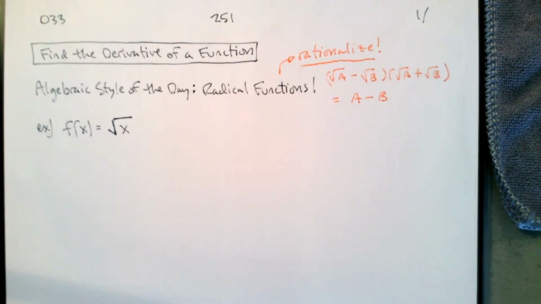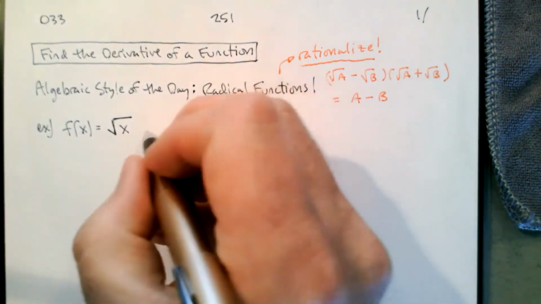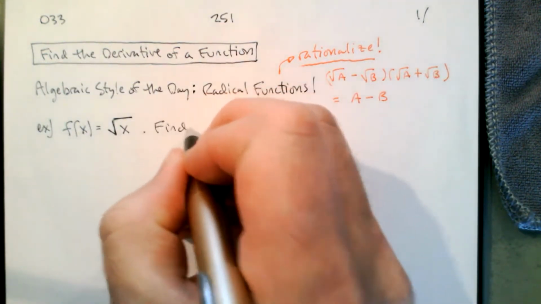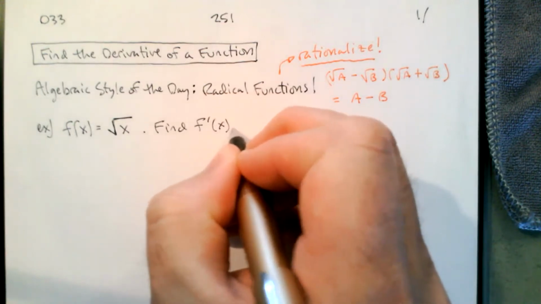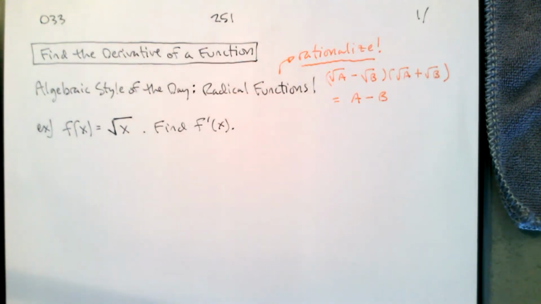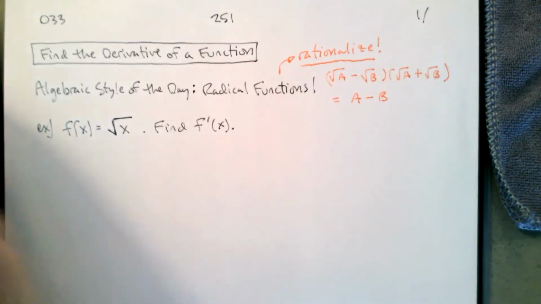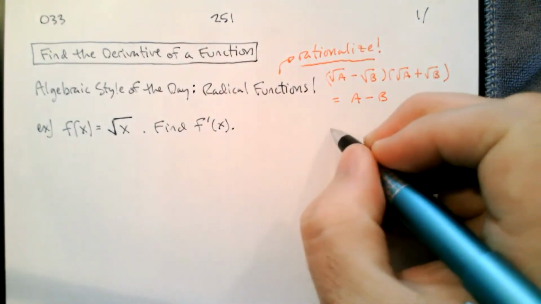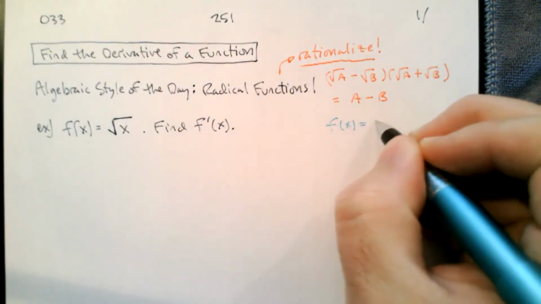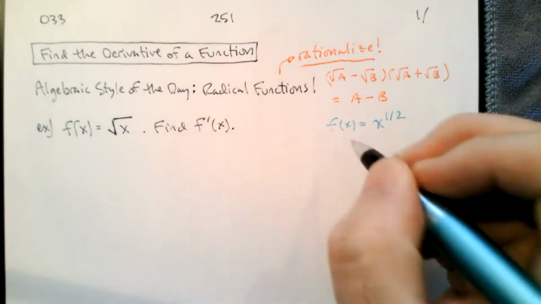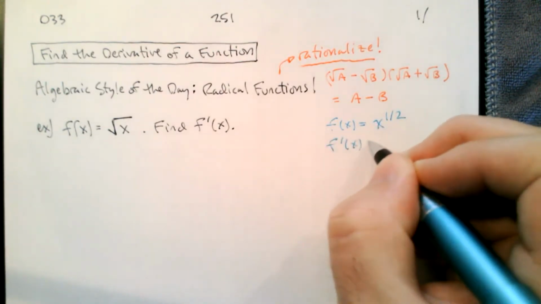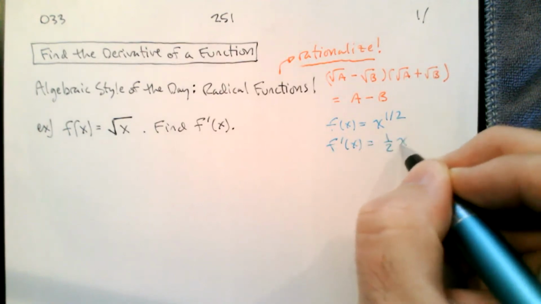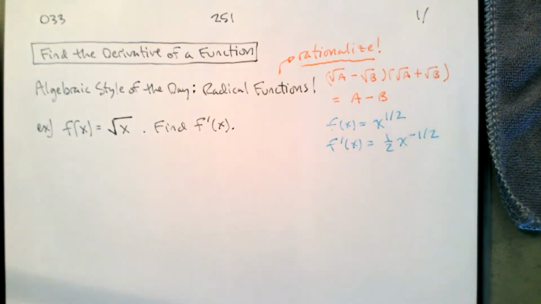So let's start off with f of x is the square root of x, the simplest radical function I could think of. And we still want to find f prime of x. I know some of you know some math secrets, and so you already know what the derivative should be. You're looking at the square root of x, and you're saying that f of x is x to the 1/2 power. So you already know that f prime of x should be 1/2 x to the minus 1/2. So you already know what's coming.